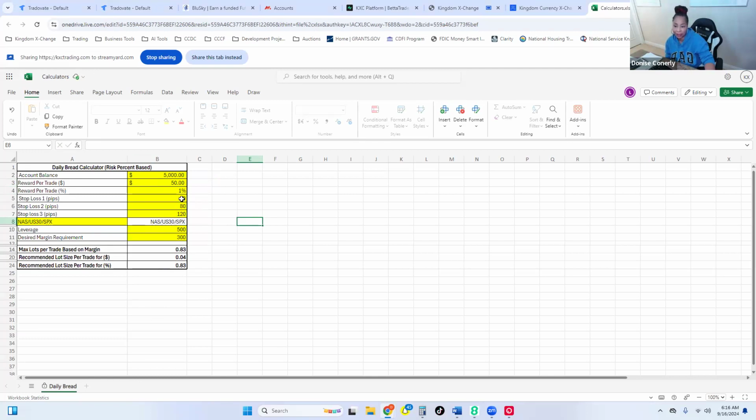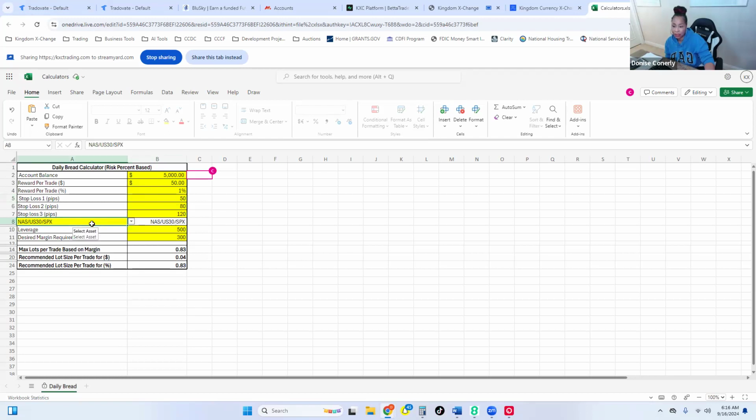Points, remember, if it's points, add a 0. So if it's 5, 8, and 12, you're going to add a 0 for 50, 80, and 120. For points, you want to take it to pips instead of points. So indices have points and currencies have pips.